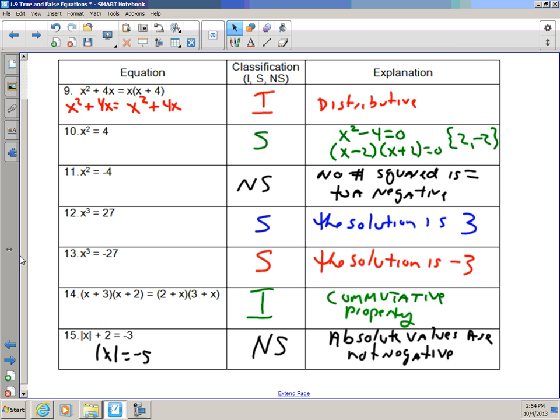So, to conclude, the purpose of today's lesson was to just demonstrate that when we are solving equations, we have three possible categories of solutions. The first category is it's an identity, which means all real numbers make it true. The second is there's a finite number of solutions. The third, there is no possible solution.